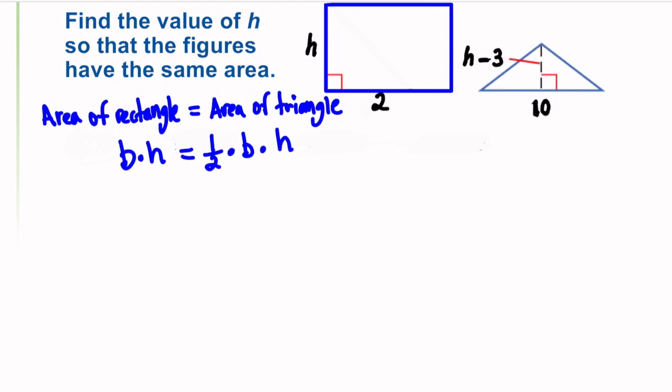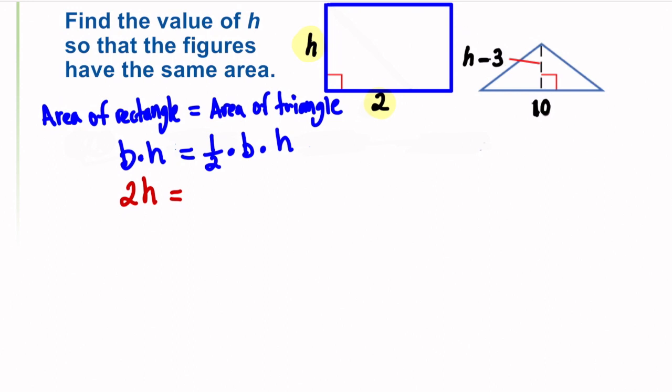For the area of the rectangle, I know that the base is 2, and the height is not a number, but it's a letter, which happens to be the same letter as the formula, which is h, but it could have been x, y, or another letter. So the base, we're going to replace it with 2, and then the h with h. Now let's go to the right side.